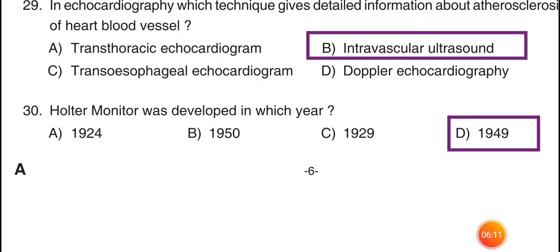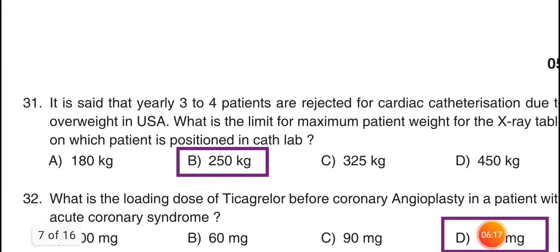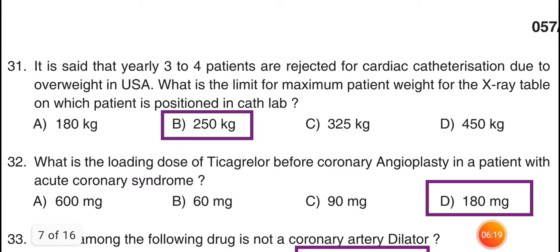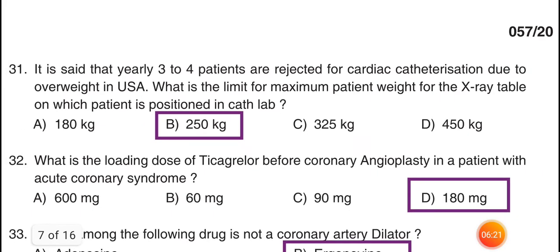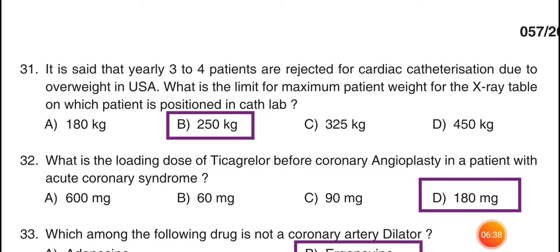30. Holter monitor was developed in which year? Option D, 1949. 31. It is said that yearly 3 to 4 patients are rejected for cardiac catheterization due to overweight in USA. What is the limit for maximum patient weight for the X-ray table on which the patient is positioned in cath lab? Option B, 250 kg.